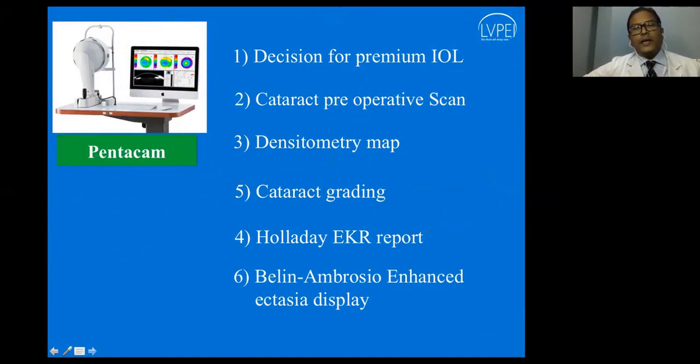Pentacam has been widely in use, and in addition to topography, it has several other useful features. So it can be used for a decision on premium IOL, can give you a cataract preoperative scan, and gives you a densitometry map to know the density of the lens. The cataract grading is helpful. It has a Holladay equivalent K reading report, which is useful for planning IOL in the post-refractive surgery setup. And it provides a useful criterion called the Belin-Ambrosio enhanced ectasia display.